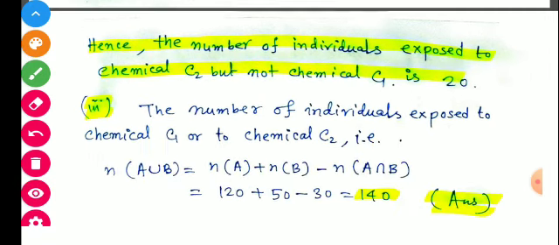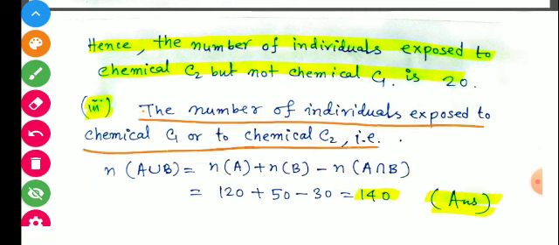Third, the number exposed to C1 and C2 both. The number of individuals exposed to chemical C1 or chemical C2, that is A union B's cardinality. This set A union B's number of elements is n of A union B.